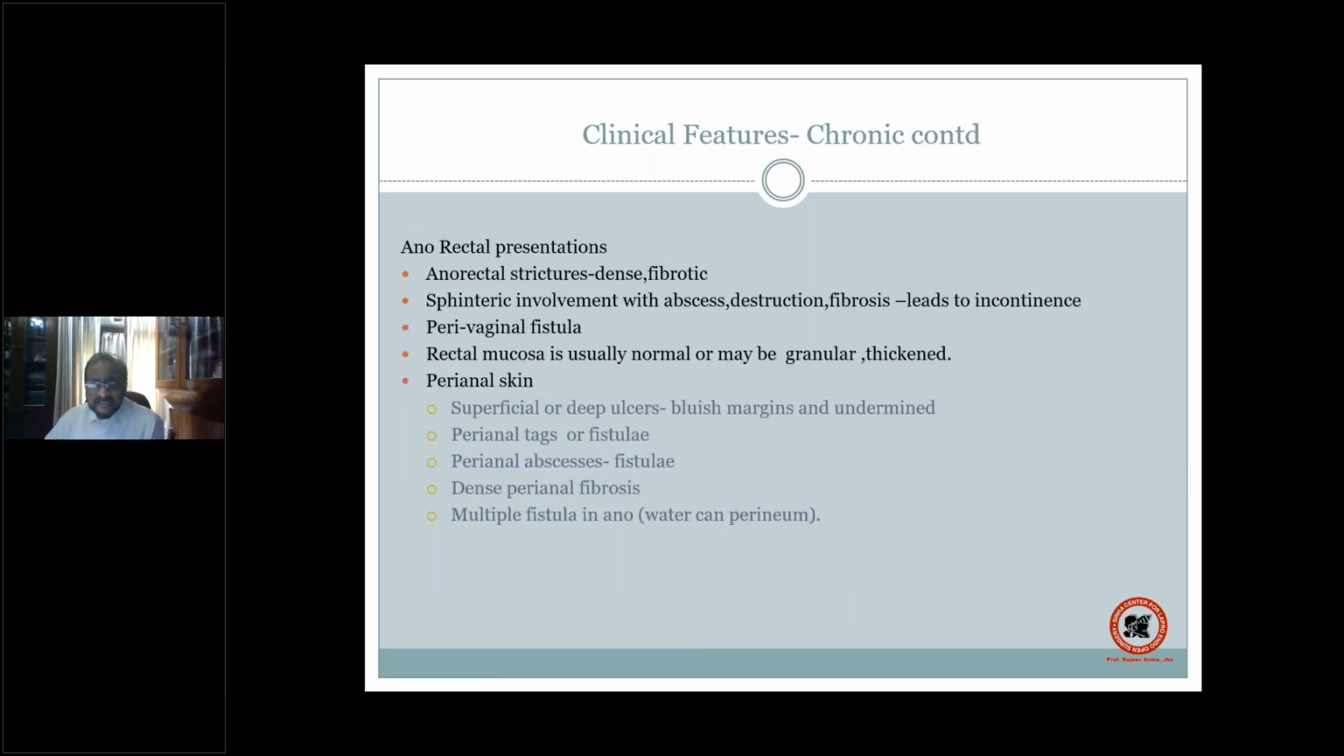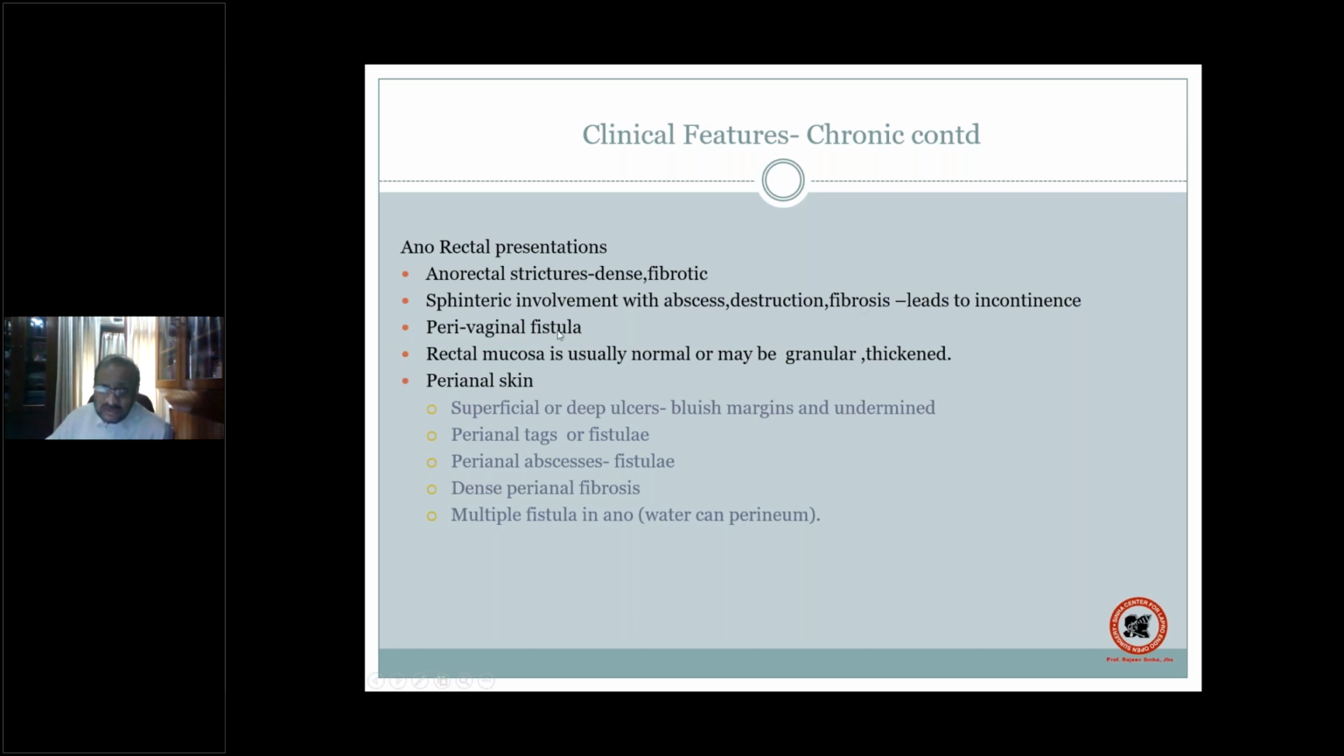The anorectal presentations are very important because remember we said that almost 75% of Crohn's patients would have some manifestation of anorectal disease in the form of, number one, anorectal strictures, which could be dense and fibrotic. You could have a sphincteric involvement with abscess formation, in very late stages of Crohn's disease, neglected patients. They often come with incontinence. And why does incontinence occur? Because there is a sphincteric involvement with abscess formation, destruction, and fibrosis.